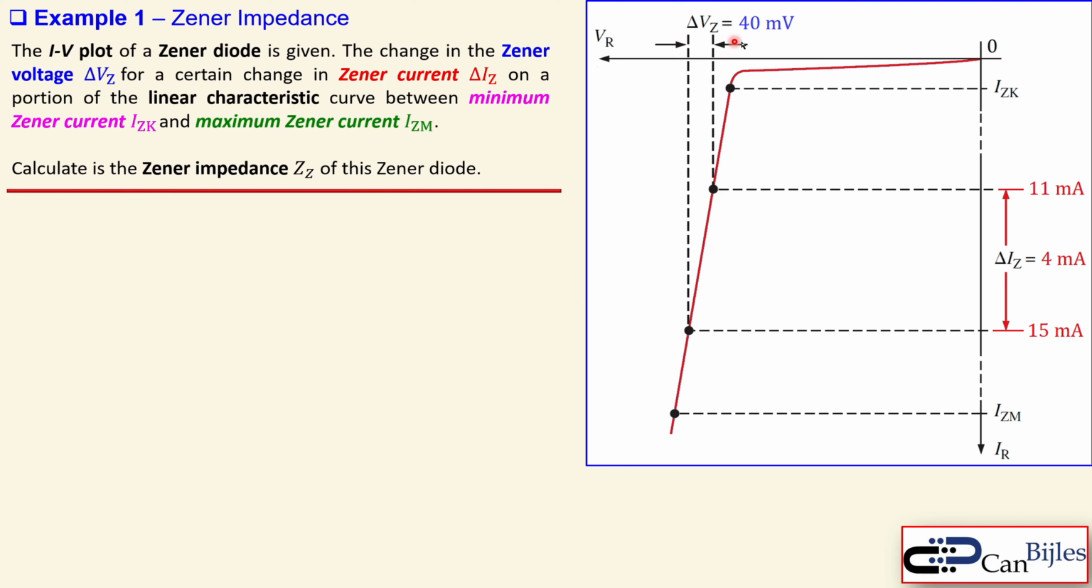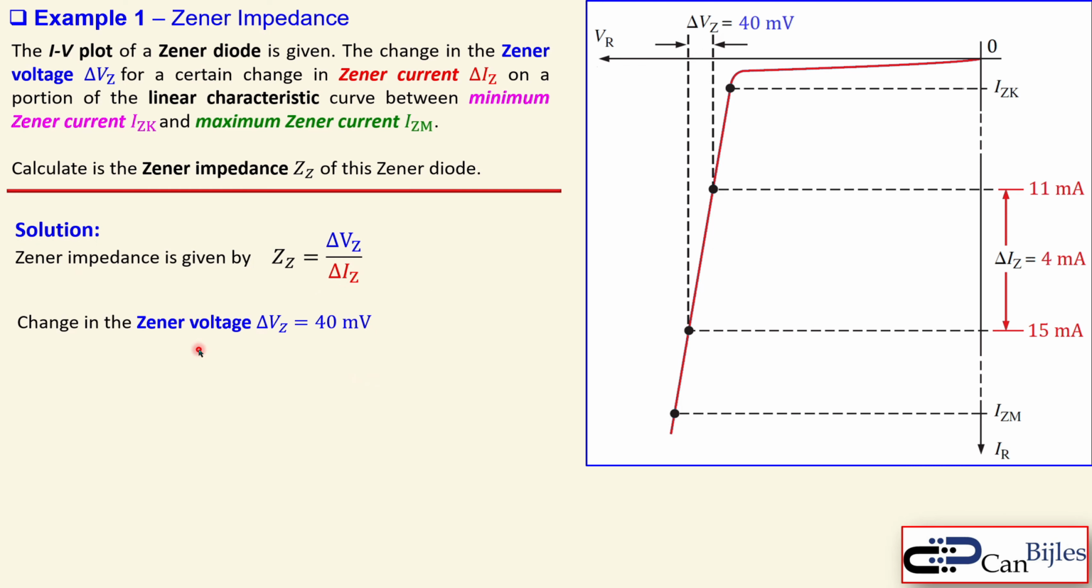So the solution is given by the formula. The change in the Zener voltage is 40 millivolts, just 40 millivolts. For the Zener current, the change in that is 4 milliamps, because it goes from 11 to 15.